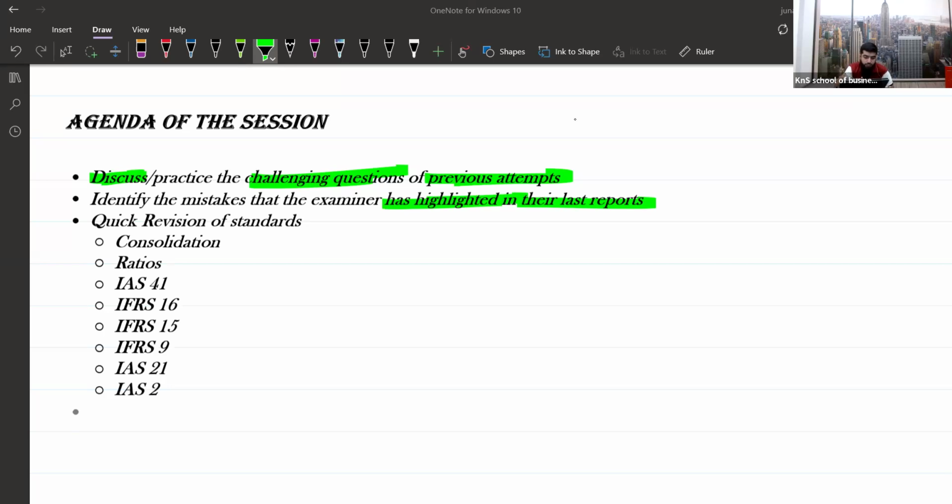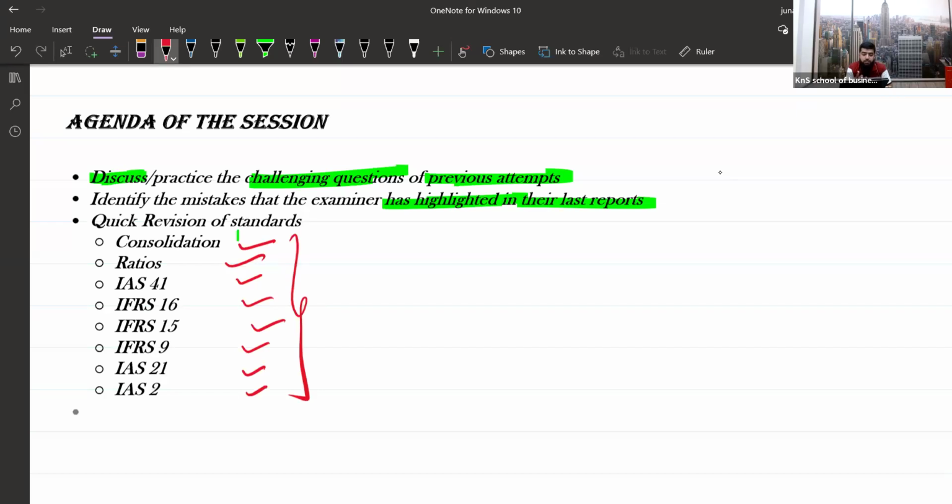In this session, in this quick revision, we will have a quick revision of consolidation, these standards in all the questions that we'll be attempting. So we'll discuss consolidation, ratios, IAS 41, IFRS 16, IFRS 15, IFRS 9, IAS 21, and IAS 2. These areas will be recapped in that session.